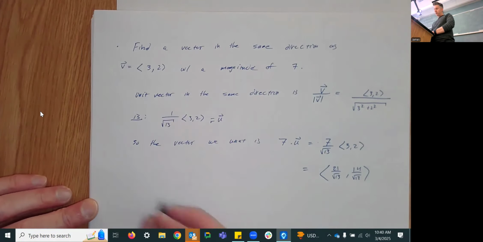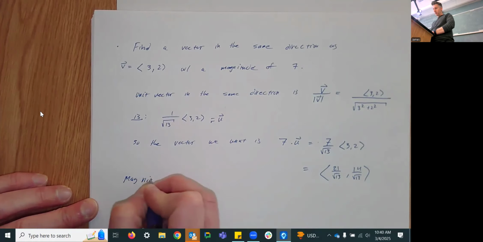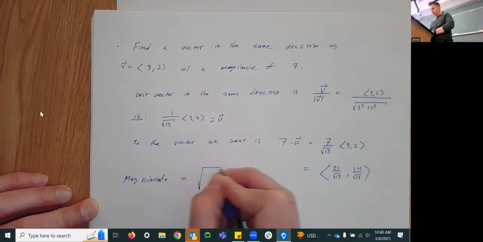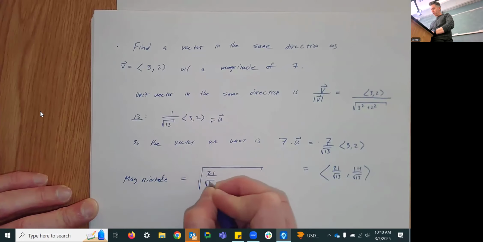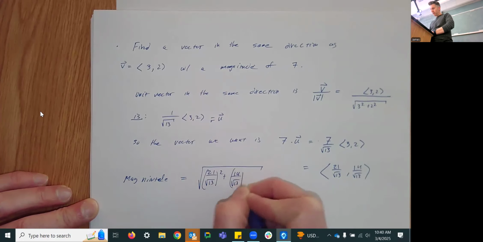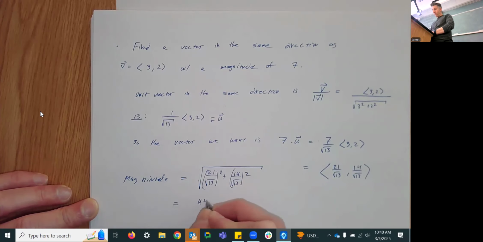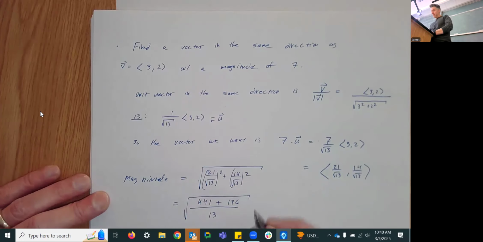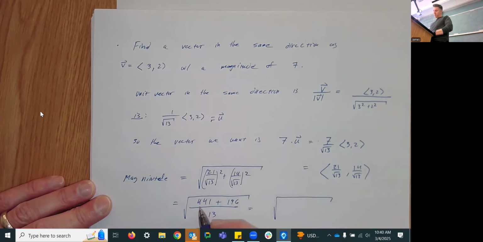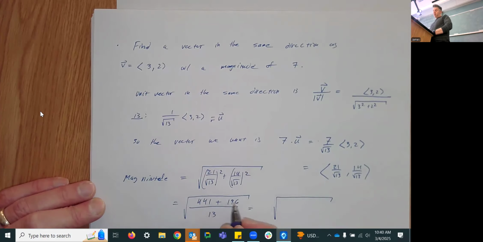So the magnitude of this vector is going to equal the square root of 21 over the square root of 13 squared plus 14 over the square root of 13 squared. 21 squared is 441. 14 squared is 196, divided by 13. And hopefully this works out all right. Let's see. I feel like it's not going to work out all right, but who knows? So we have the square root of, let's see, 637. That seems totally not great.